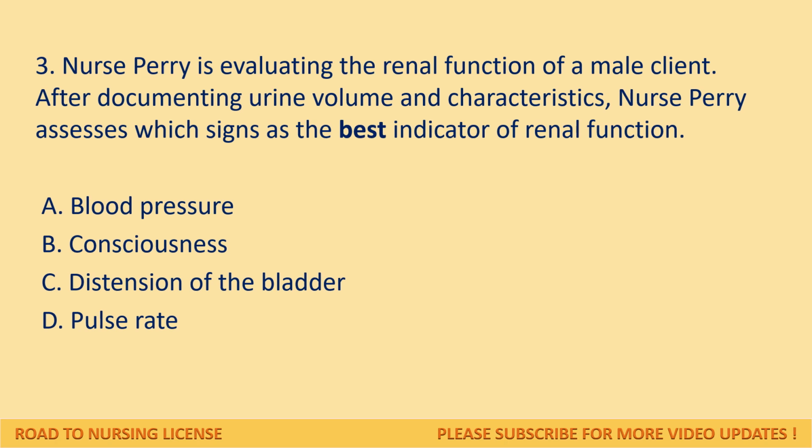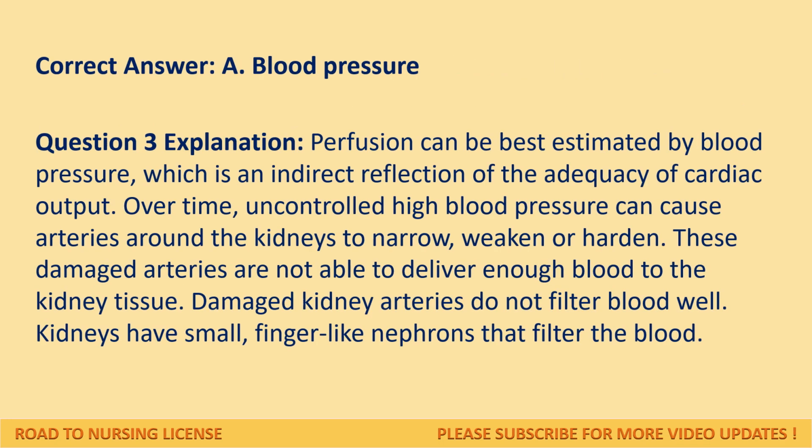Question 3. Nurse Perry is evaluating the renal function of a male client. After documenting urine volume and characteristics, Nurse Perry assesses which sign as the best indicator of renal function. A. Blood pressure. B. Consciousness. C. Distension of the bladder. D. Pulse rate. Correct answer, A. Blood pressure.